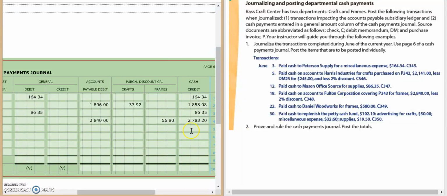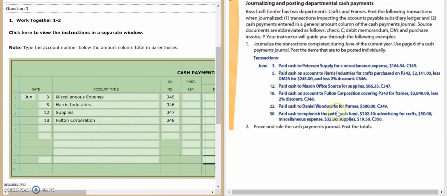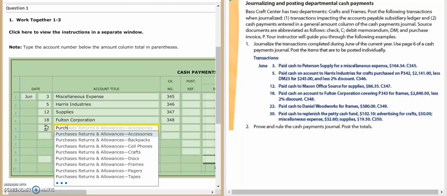All right, so then on the 22nd, we paid cash to Daniel Woodworks for frames. So again, don't get tripped up that we bought from Daniel Woodworks, because what did we buy? We bought frames. So remember at this point that we have a separate purchases account just for frames because we're working with departments now. So we put the 22nd in here, and then we put purchases.